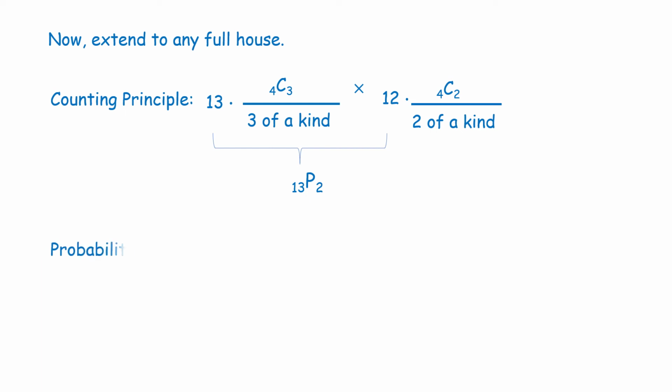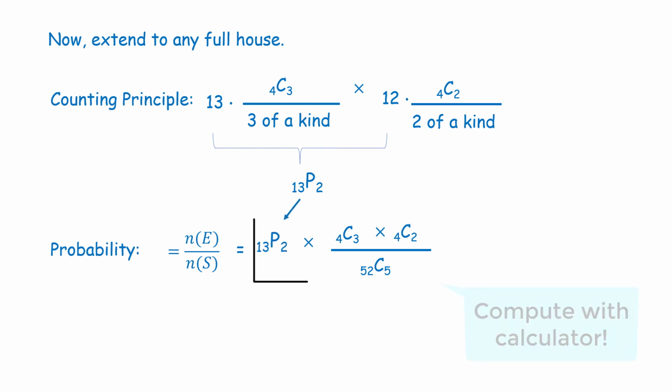So for the probability in which we need N of E divided by N of S, we already had the 4 choose 3 times 4 choose 2 divided by 52 choose 5. What we have to do is now extend that to any full house, so we will multiply that by 13 permute 2.